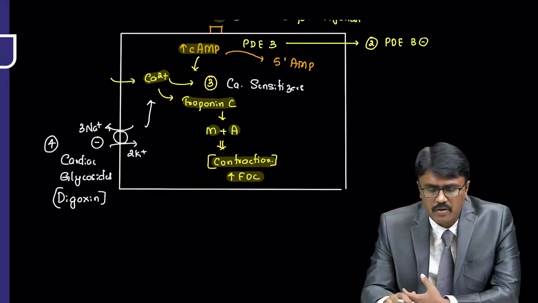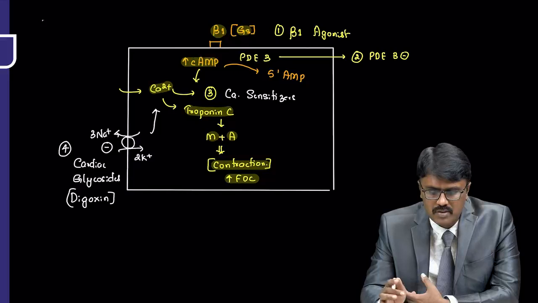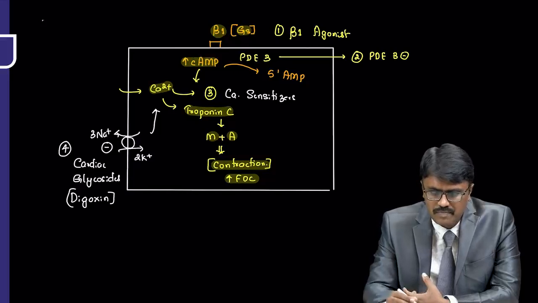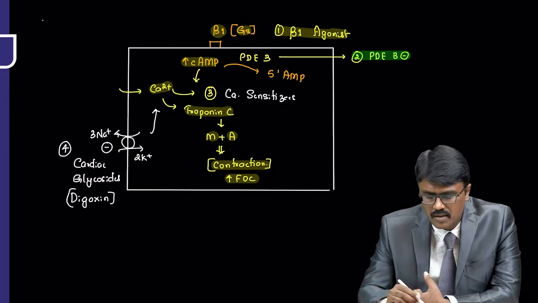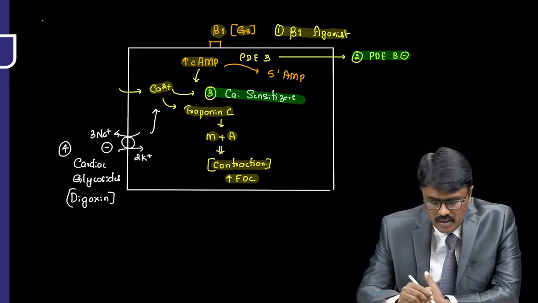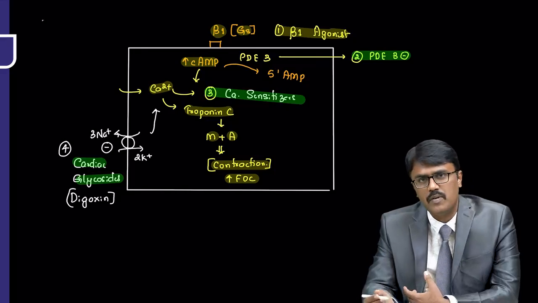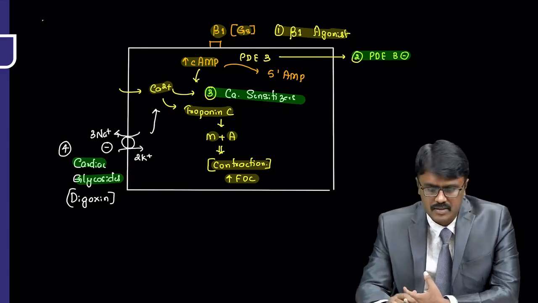So basically there are 4 different groups of drugs. One is beta 1 agonist, second phosphodiesterase 3 inhibitor, calcium sensitizers, and cardiac glycoside. We'll discuss one by one. Clear? Yes. So number one, we have the beta 1 agonist.